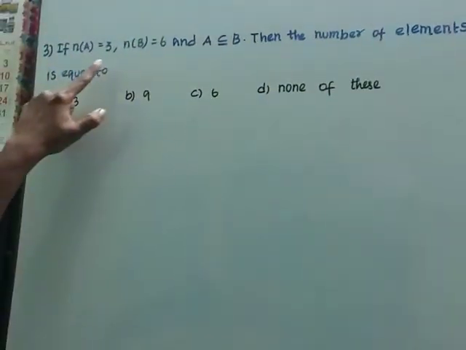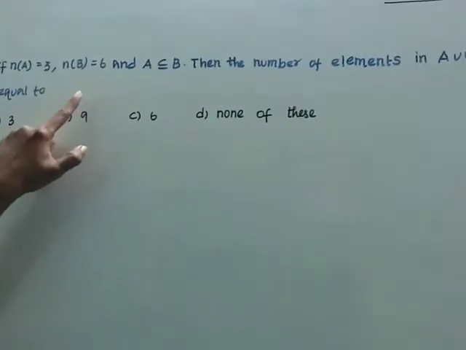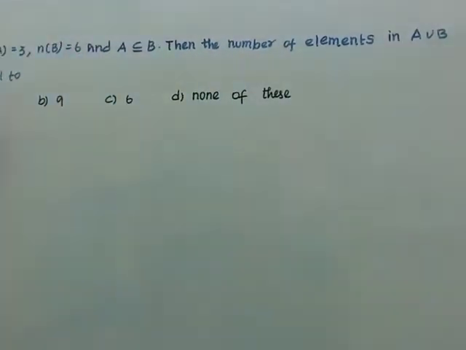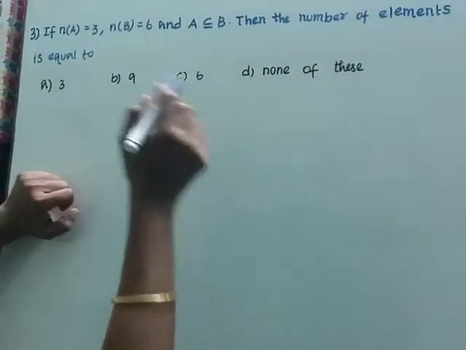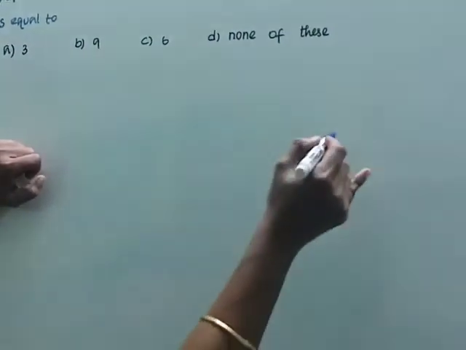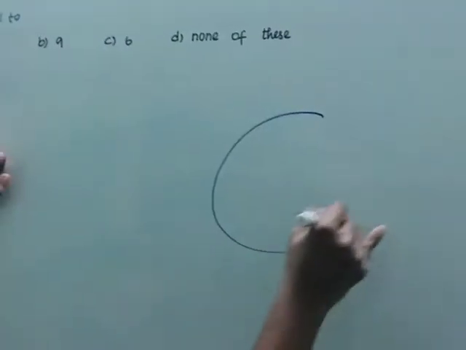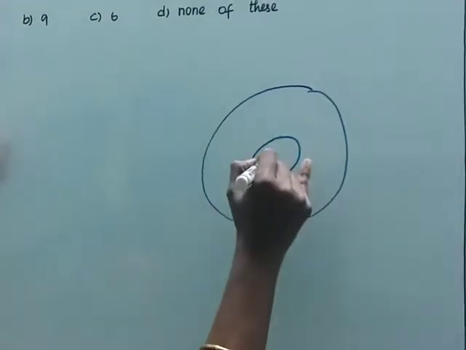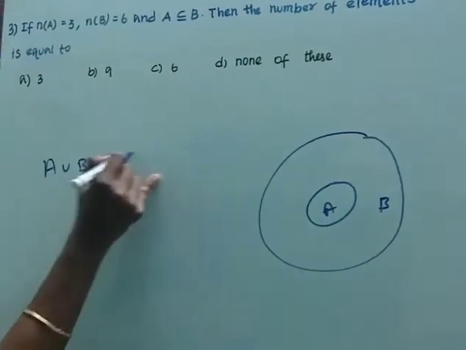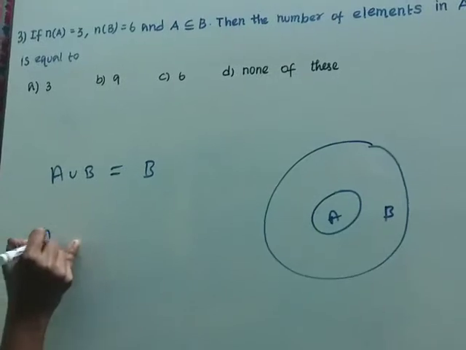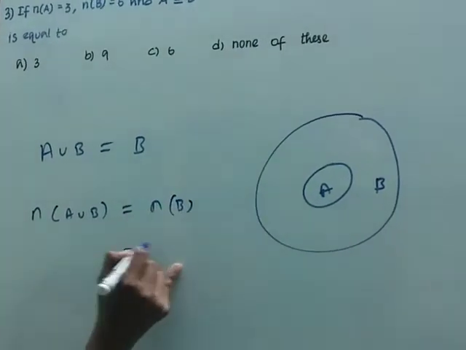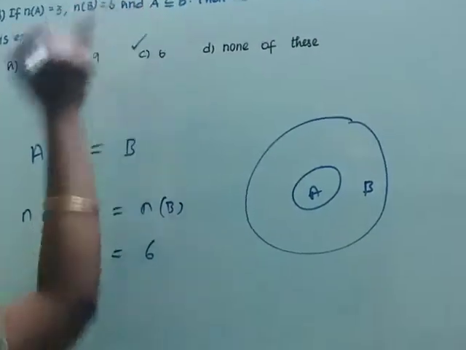If n of A is equal to 3, n of B is equal to 6 and A is a subset of B, then the number of elements in A union B is equal to. Listen, n of A is given as 3, n of B is 6. Here given A is a subset of B. So here in B, we are having A. A is a subset of B. So what will A union B become? A union B is equal to B. Now they are asking the number of elements in A union B. n of A union B is equal to n of B. So here the answer will be 6, since you are having n of B as 6.